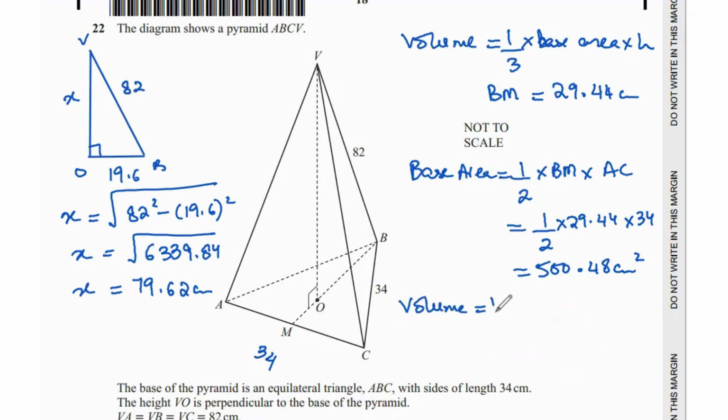Volume is going to be 1 over 3 times the base area, which is 500.48, times the height of the pyramid, which is 79.62. And that's going to give us 13,282.7 centimeters cubed. That is the volume of the given pyramid.